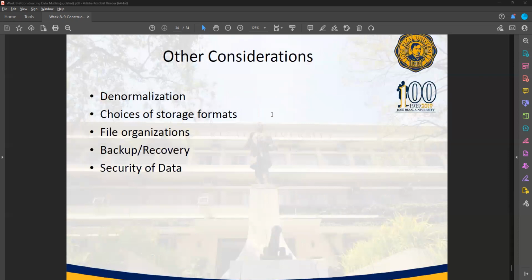So, other considerations. Denormalization is the process of adding redundant data to a database to improve performance. We also have choices of storage formats, the file organizations, and backup and recovery. That is important because backups are used to create a copy of the database. That's why, when there was a fire, for example, and what we hold is a paper manual organization of papers, if there's a fire, it's all gone. But when we have an electronic database and it is being backed up, we will have no problem later on. Maybe we lose the physical devices, but definitely we will not lose that particular file or that particular database.